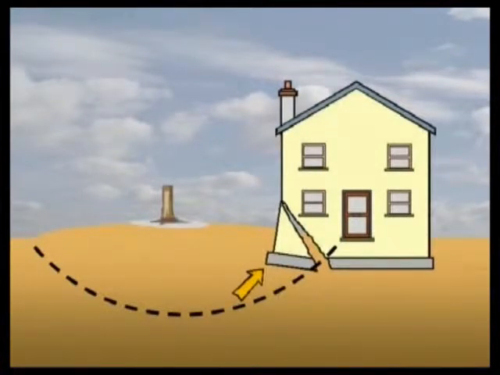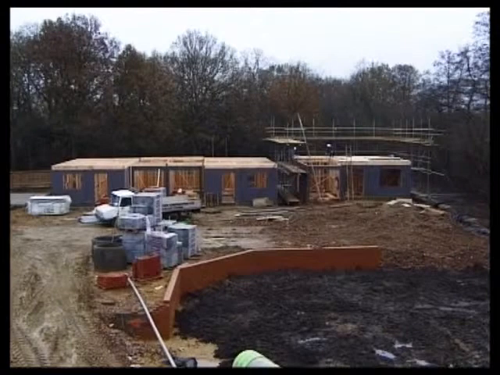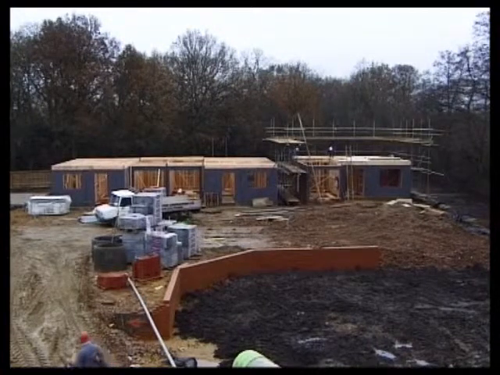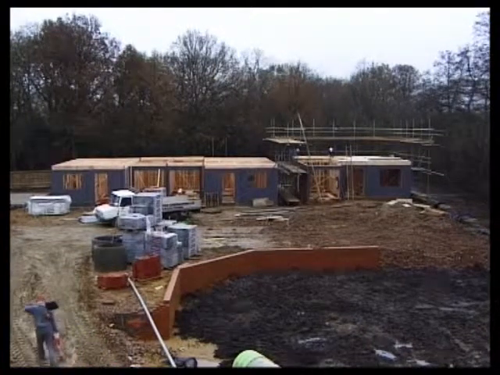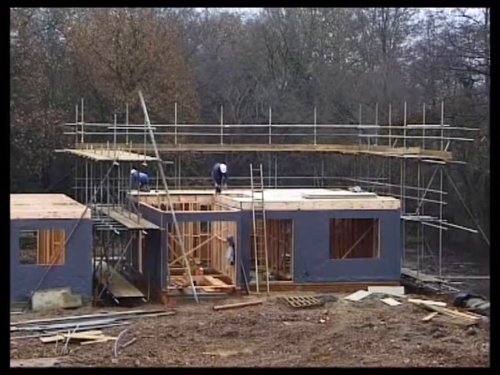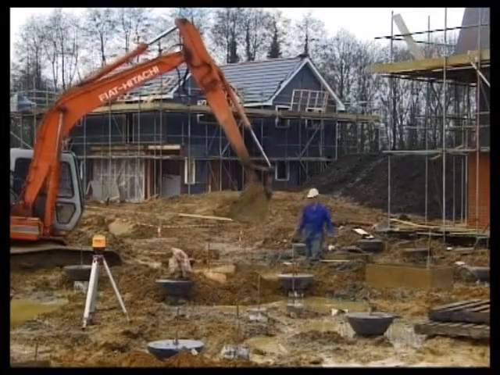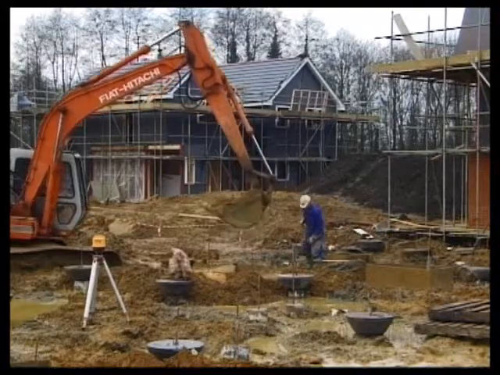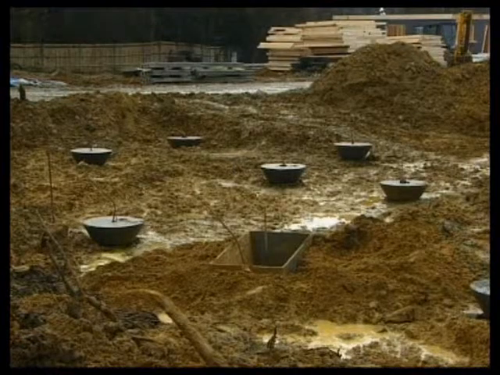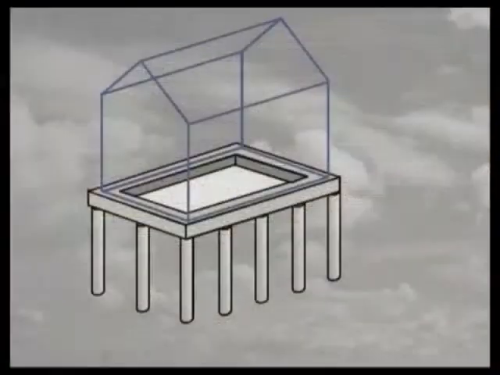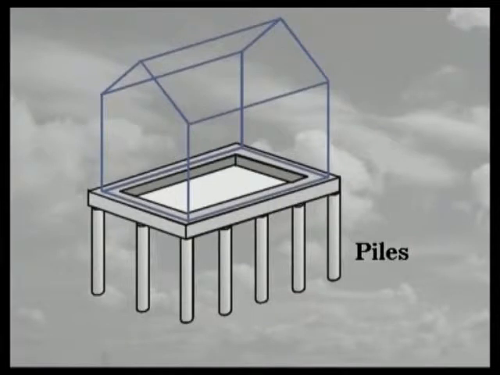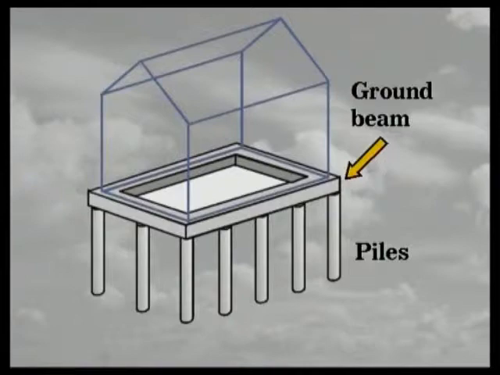In clay soils, problems of shrinkage and heave can be avoided by using deep strip foundations, but there are cheaper solutions. This prestigious housing development in Berkshire is being built on wet, marshy ground. Strip foundations are unsuitable here, so reinforced concrete piles are being used instead. Piles transfer loads through weak or unstable soil to deeper soil of higher bearing capacity. A reinforced ground beam sits on top of the piles and distributes the load from the walls.